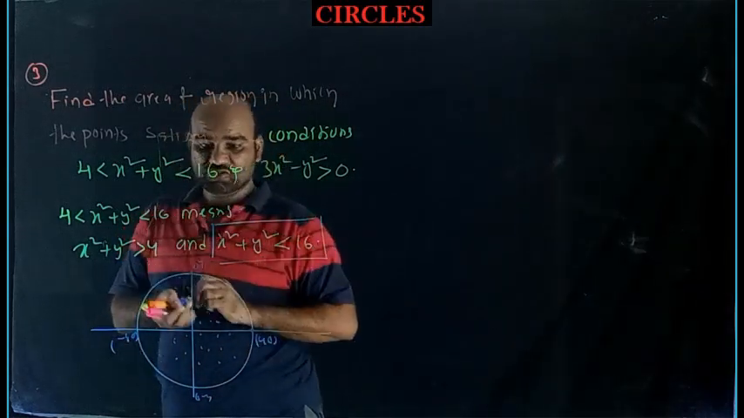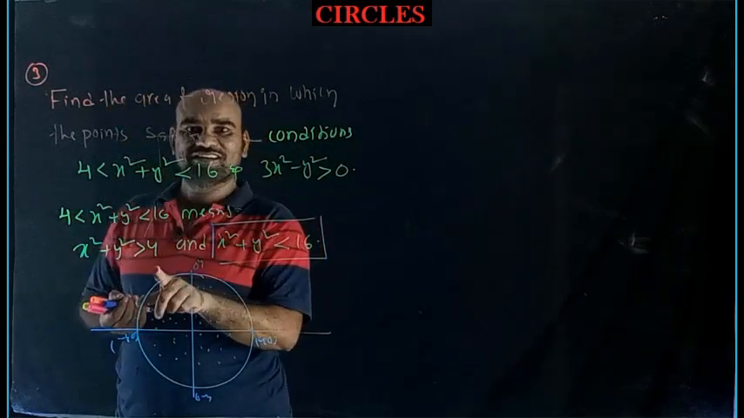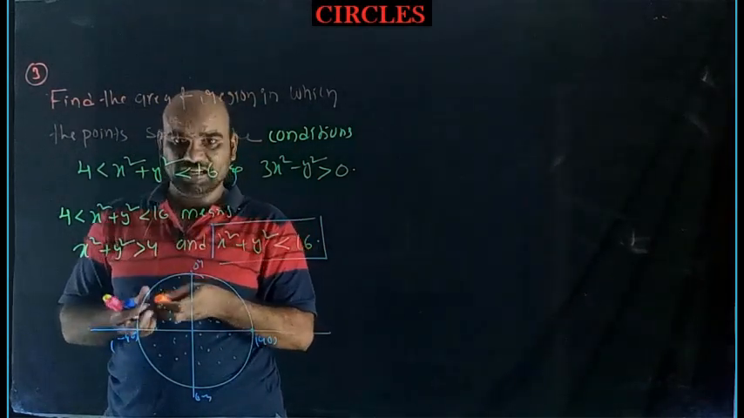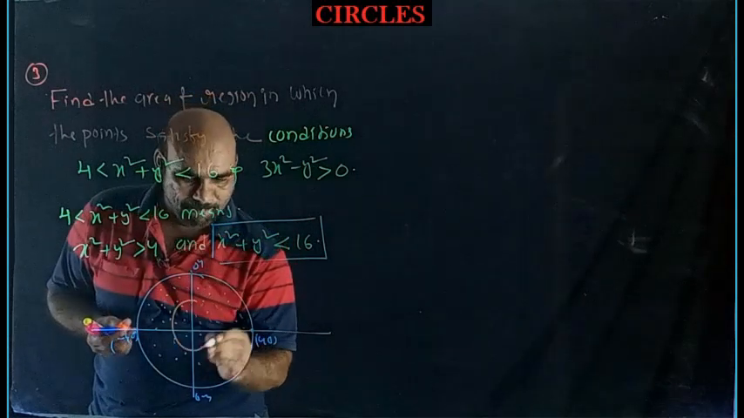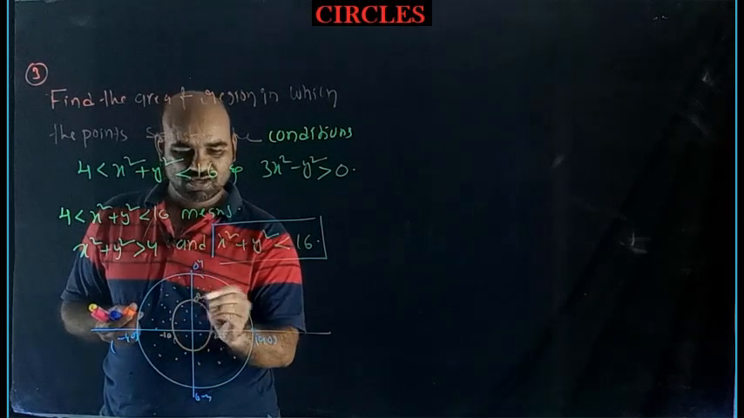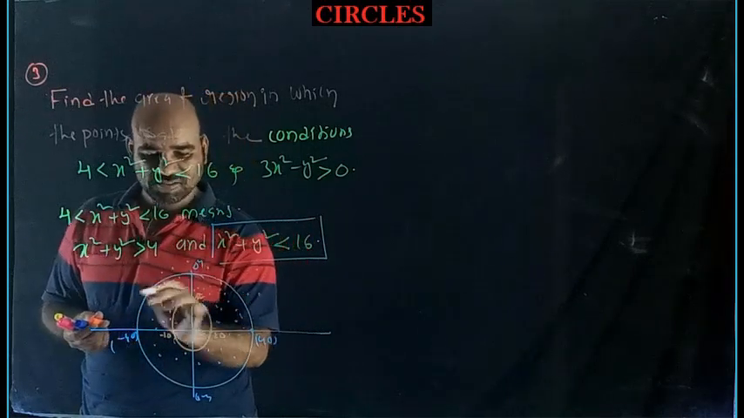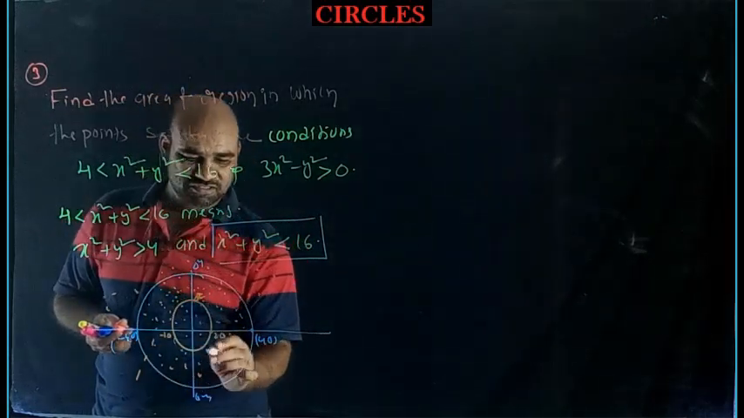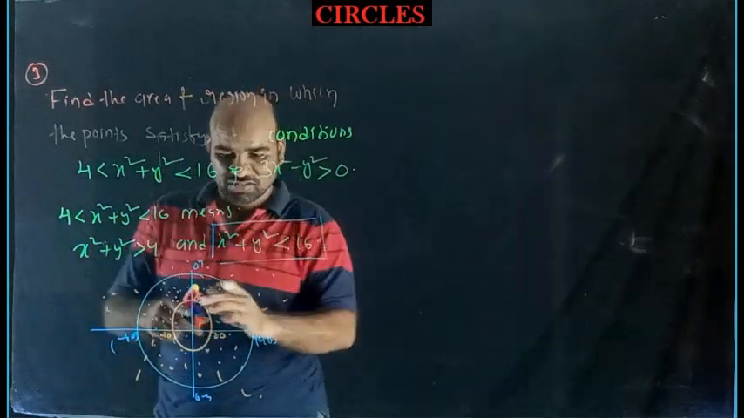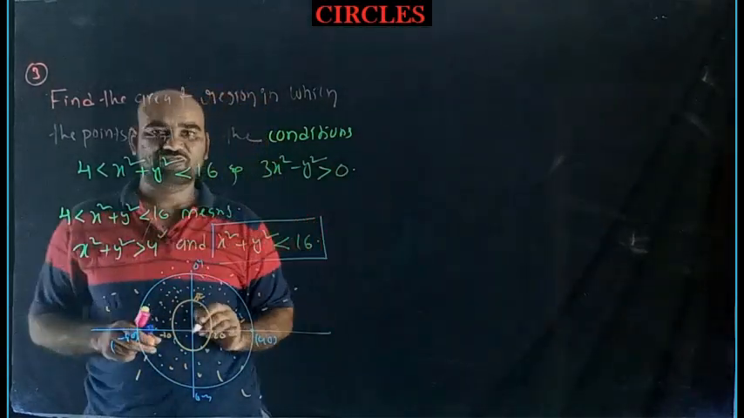Next, what do you want? X square plus y square greater than 4, another circle, concentric with this one, center 0 comma 0 and radius 2. First of all, draw such a circle now. This is 2 comma 0, minus 2 comma 0, 0 comma 2. All the points satisfied by x square plus y square greater than 4 are outside the smaller circular region.